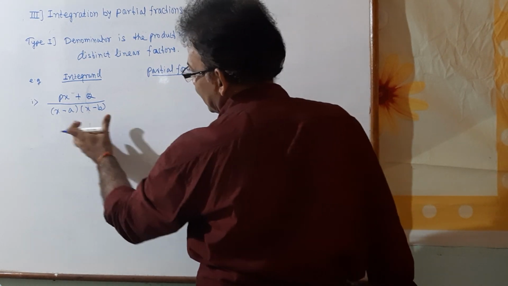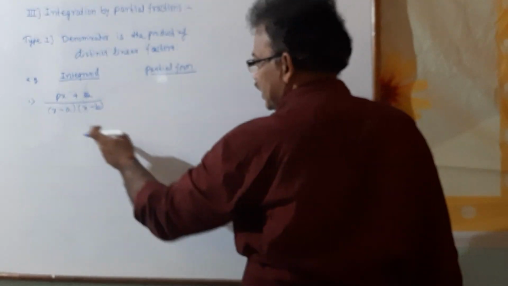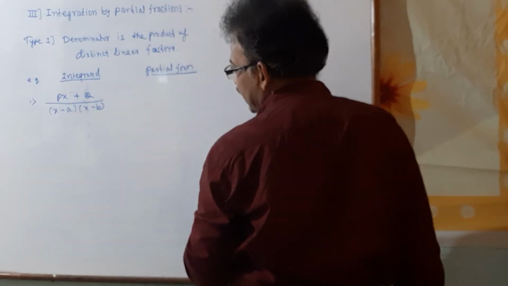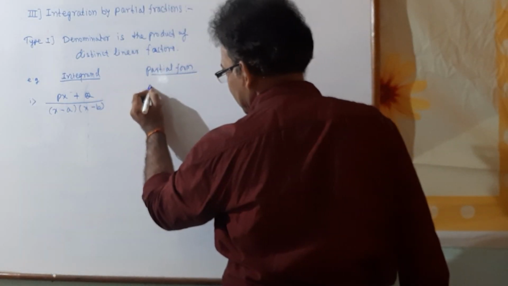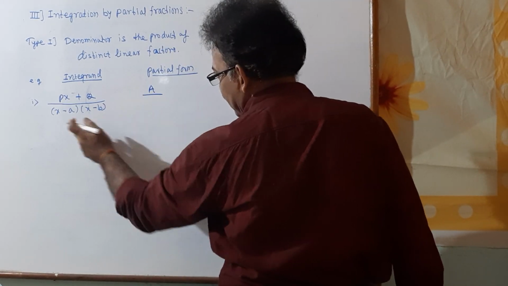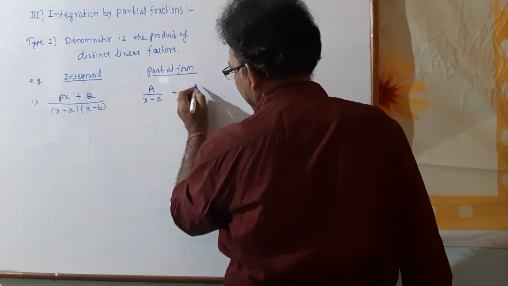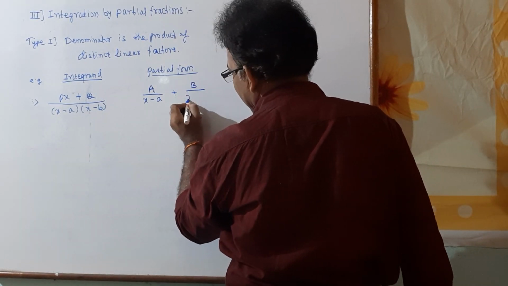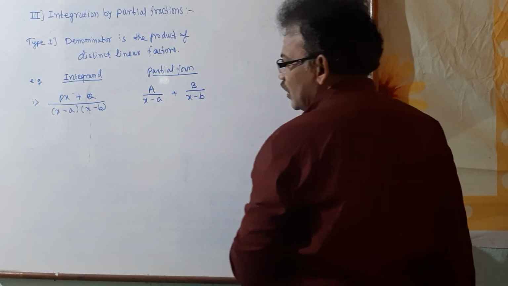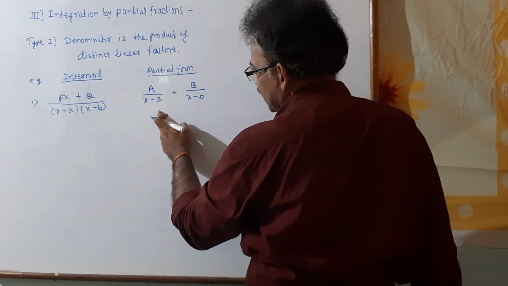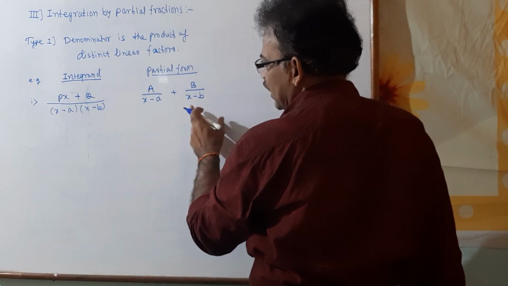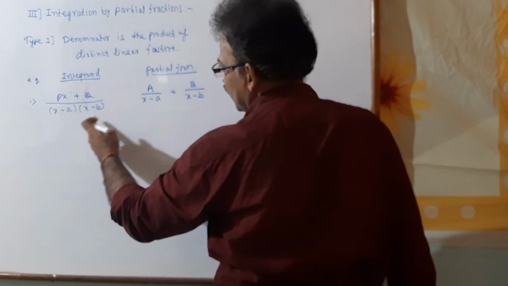What is the partial form? How to write? Note that here, if there are two factors, you can take two constants. Suppose the first constant is capital A divided by the first factor, write x minus a, plus for the second factor take capital B and write the second factor x minus b. So note that A upon x minus a and B upon x minus b are called partial fractions for this integrand.